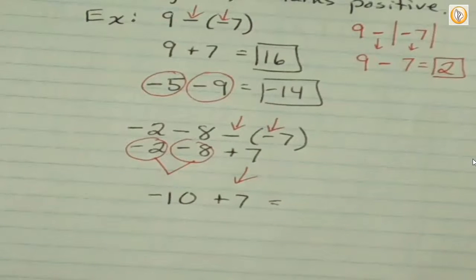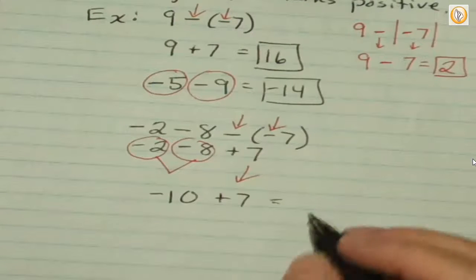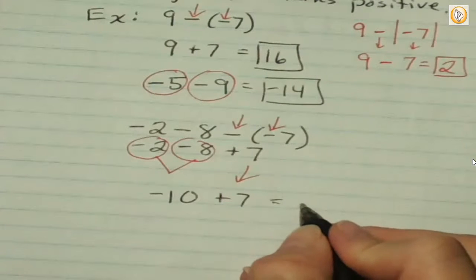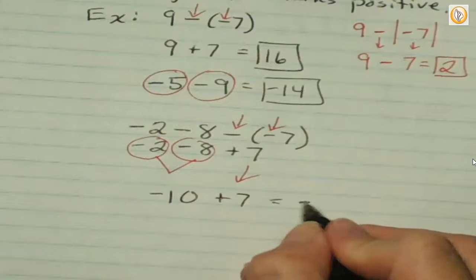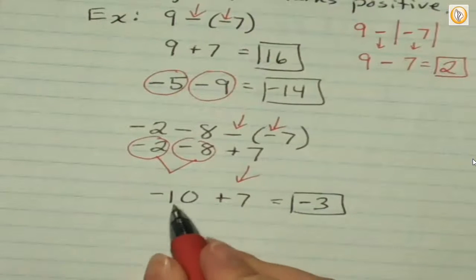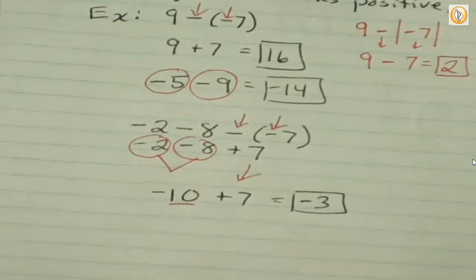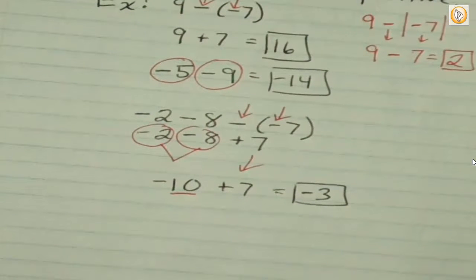Okay, and then they're opposite signs, they're different. You're gonna subtract and keep the sign of the bigger one. Yep. Okay, so it's gonna be -3. So different signs, negative and positive, you subtract and take the sign of the larger, and the larger is 10, so it's negative.